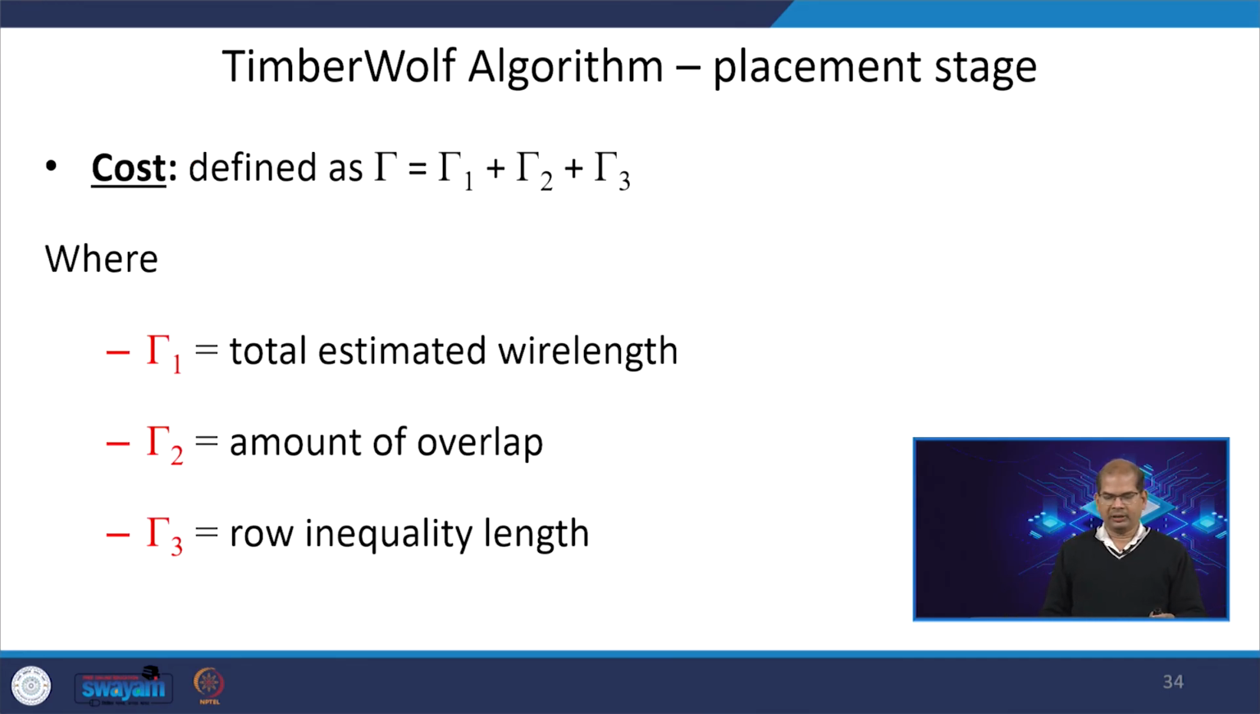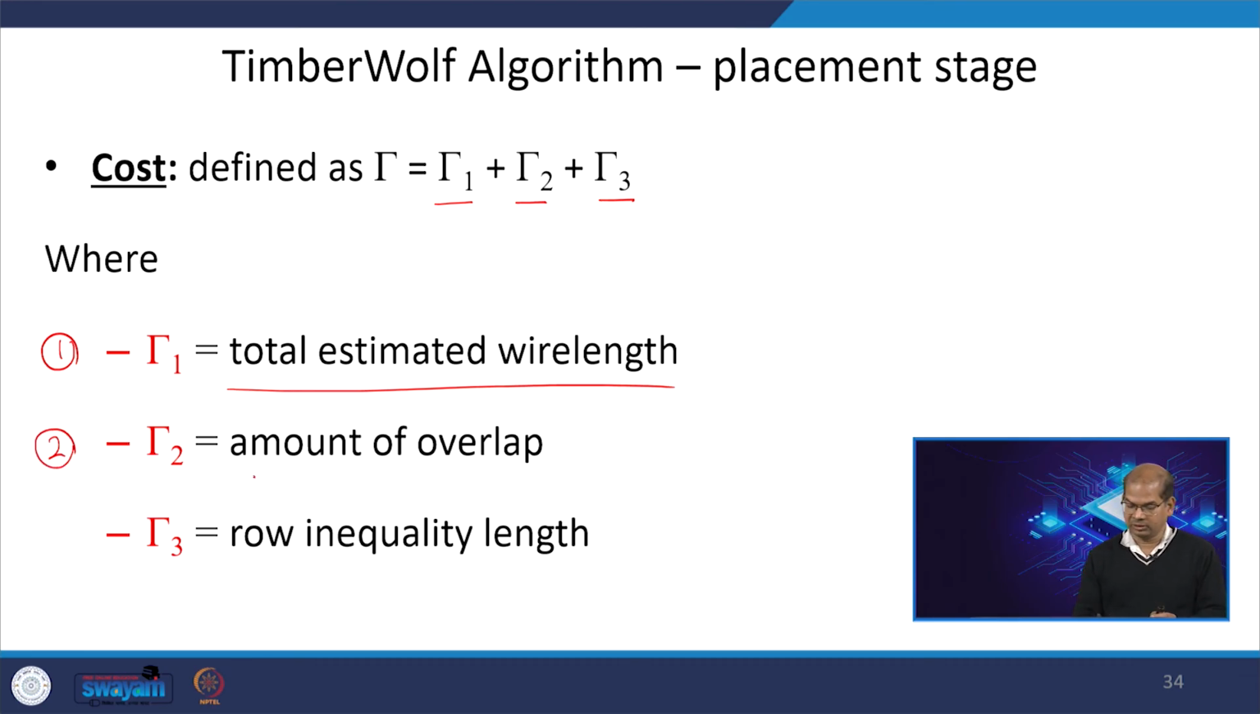Now, we have a cost function. This is gamma. The cost function has 3 terms, gamma 1, gamma 2 and gamma 3. Gamma 1 finds the total estimated wirelength. The second one is the amount of overlap.